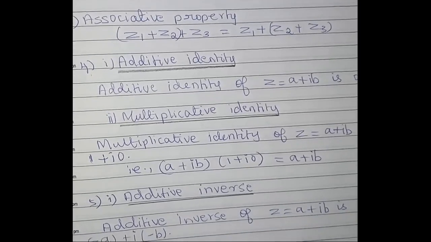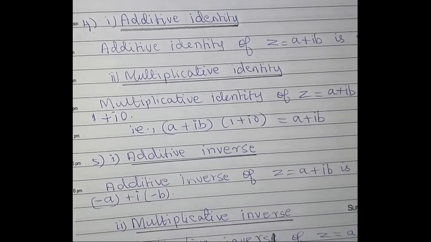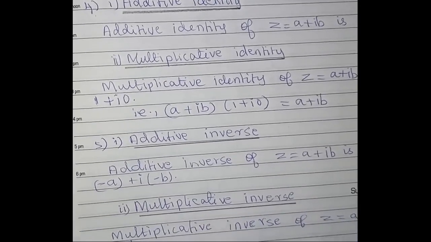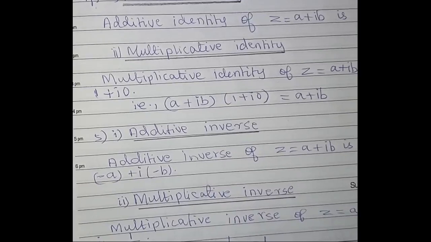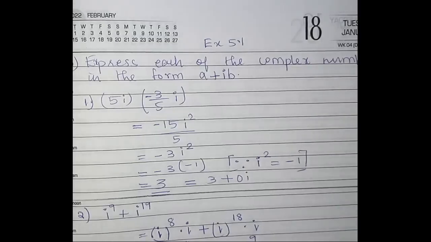Similarly, multiplicative inverse, what's the meaning? When you multiply the original number with the multiplicative inverse, you will get back the multiplicative identity, that is 1. How will you get it? If the number in general is z, if you multiply it with 1 by z, z cancels, it will be equal to 1. So the multiplicative inverse will be of the form 1 by z. Okay. So now we'll go for the exercise 5.1 under complex numbers.